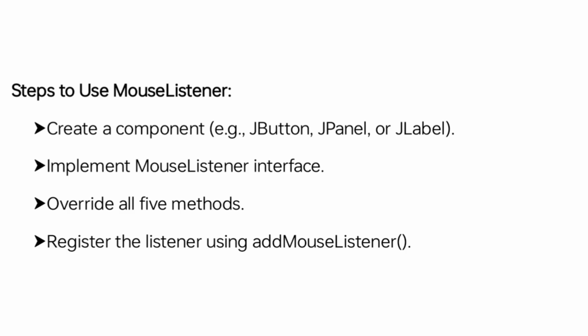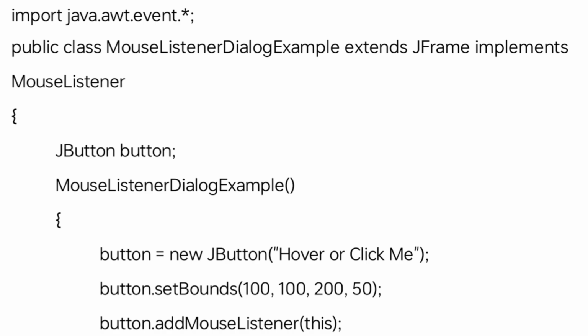So steps to use mouse listener. First we have to create a component, implement the mouse listener interface, override all 5 methods used in the mouse listener, and register the listener using the addMouseListener. So this is the example for mouse listener program. Here also we create one button and add the mouse listener to this button.